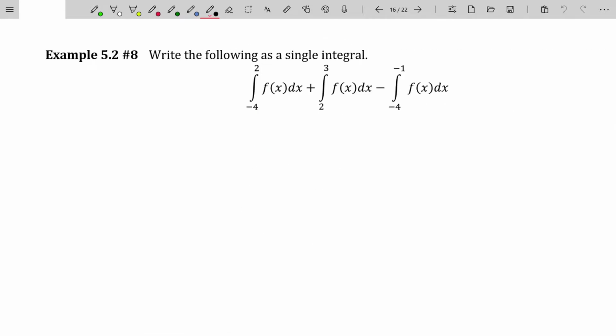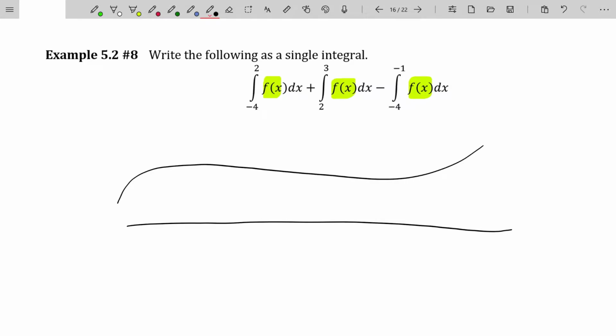Let's try another one here. Write the following as a single integral. First thing I'm going to draw your attention to is that all the functions are the same. So whatever curve it is, we're dealing with the same curve throughout. And notice it goes from -4 all the way up to +3. Yes, there's a -1 and stuff like that, but the highest x value is 3. So we're going from x equals -4 to x equals +3. Or are we? Well, let's see.